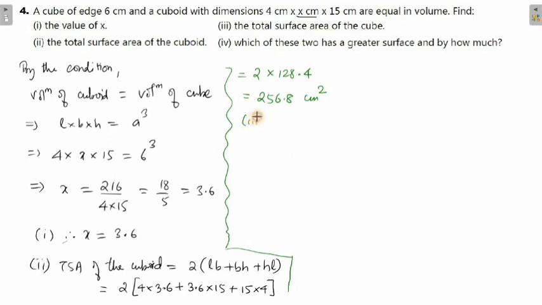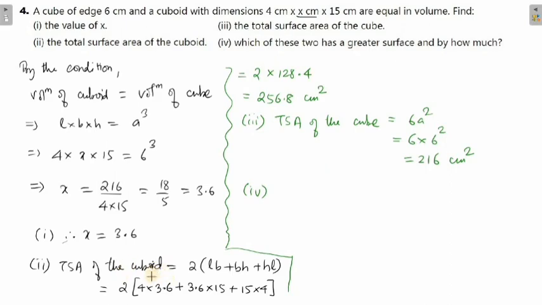Now number 3 is asking you to find the total surface area of the cube. The total surface area of the cube formula is 6a square, isn't it? Now we have 6 into a, which is given to be 6, so it is 6 square, right? So when you calculate this, it turns out to be exactly 216 centimeter square.